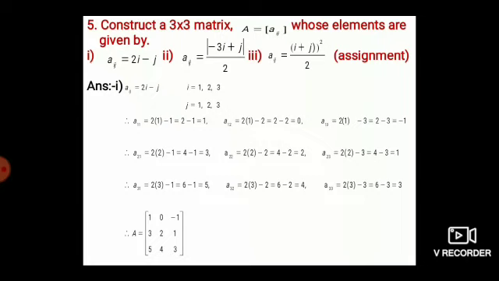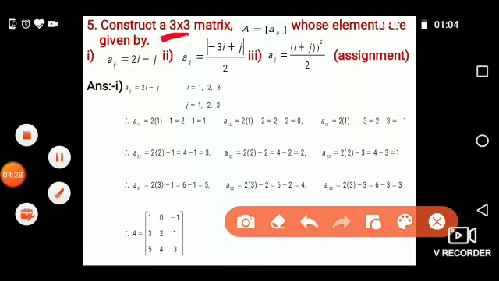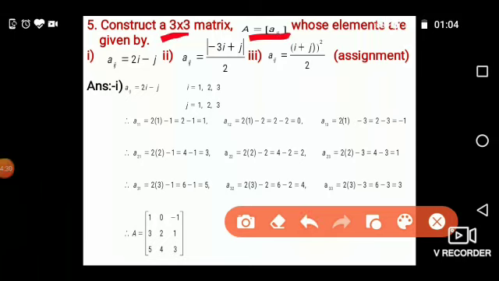Similarly, we have one more example of third order. Construct a matrix of order 3 cross 3 whose elements are A equals Aij. Let me begin with the first example, Aij is equal to 2i minus j. Since this matrix is of order 3, I values range from 1 to 3, and J is also from 1 to 3. Therefore, in this case, we have a total of 9 elements. Let me find the first element of this matrix A.